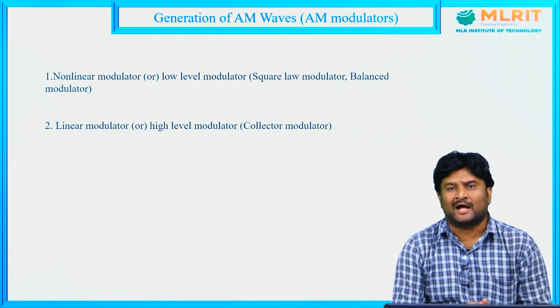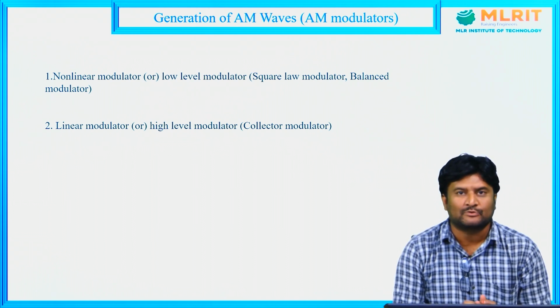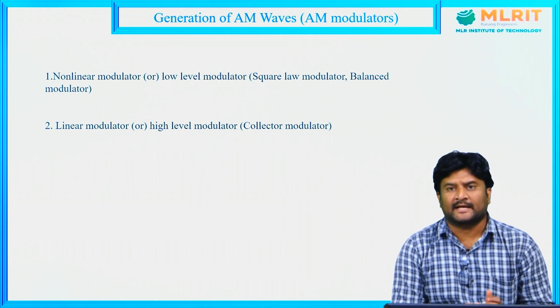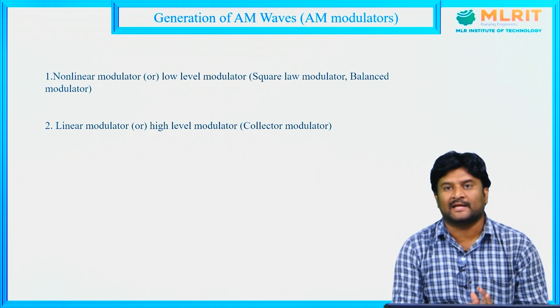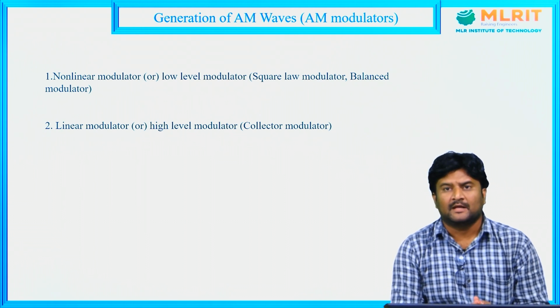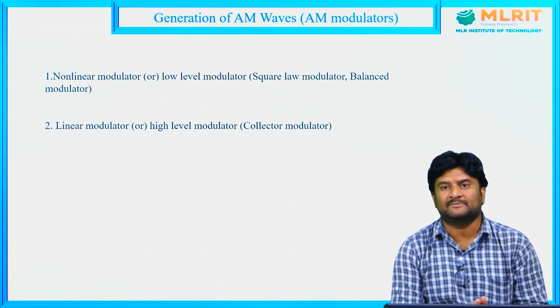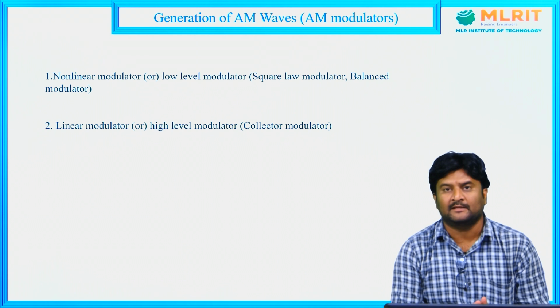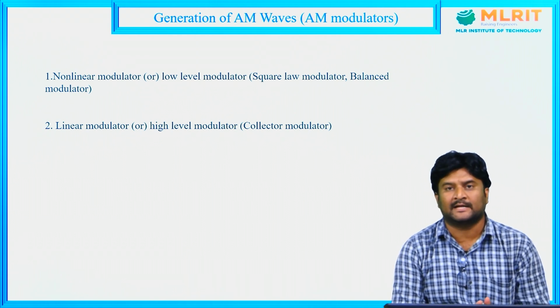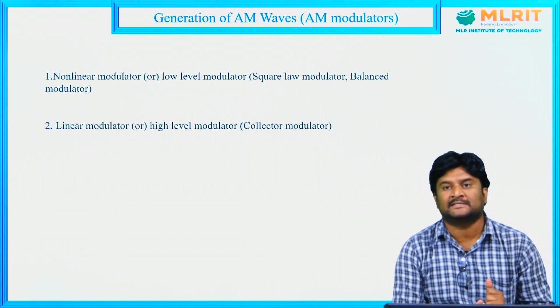The amplitude of the high frequency carrier signal is varied according to instantaneous values of the message signal. That means, again I repeat, the amplitude of the high frequency carrier signal is varied according to instantaneous values of the message signal. For the modulation process to happen, we definitely need two signals. One is the message signal, nothing but our information signal, and the second one is the high frequency signal, that is the carrier signal. Therefore, as per the definition, the carrier amplitude is varied according to the message signal amplitude.